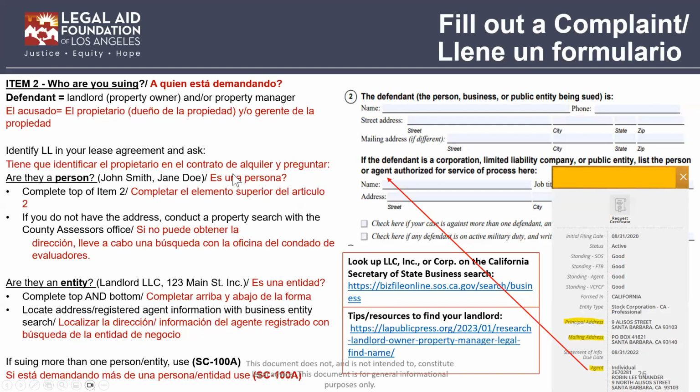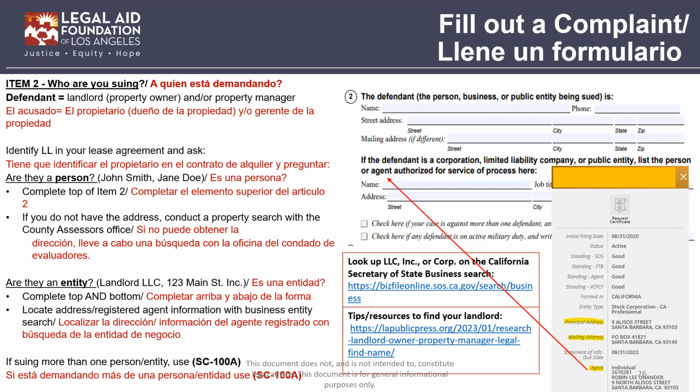So the first question I want to address is item 2 on the SC 100. Item 2 asks you to identify who you're suing. So the person you're suing is called the defendant. And in cases where you're dealing with violation of your tenant's rights or an issue with your landlord, the defendant is going to be the property owner or the landlord. If you're dealing with a property manager, then you can also include the property manager or property management company in the lawsuit as well.